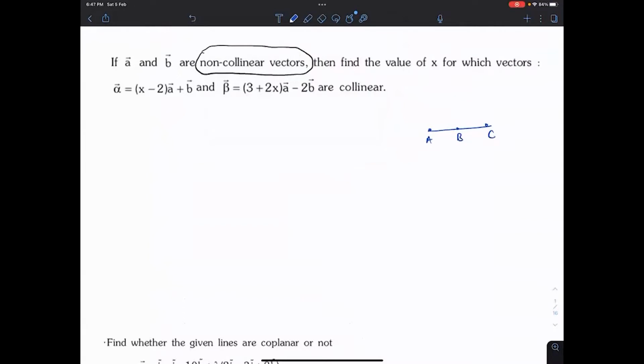Collinearity of points is for 3 points, because for 2 points there is no point of discussing collinearity, because 2 points will always be collinear. They can exist on a line. Okay. But when it comes to vectors, you can talk about collinearity between 2 vectors also. That is, if A bar, B bar are collinear, then A bar is equal to lambda times B bar.